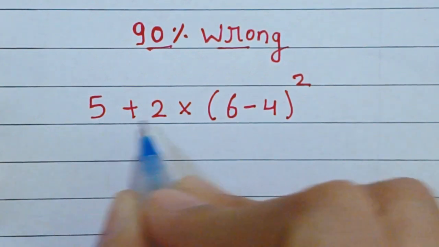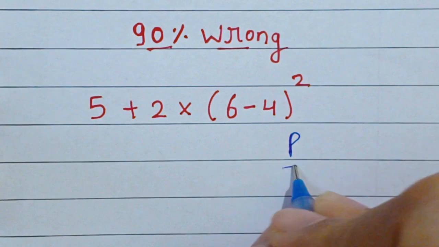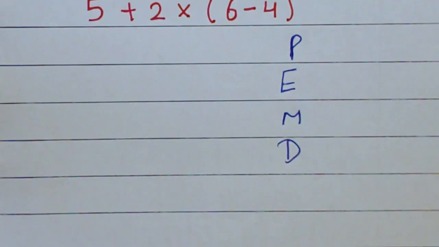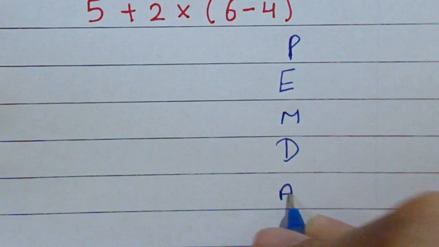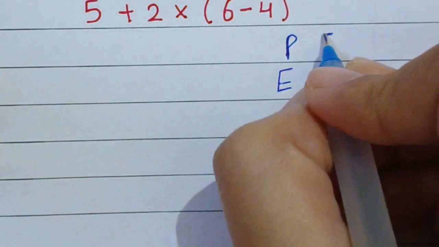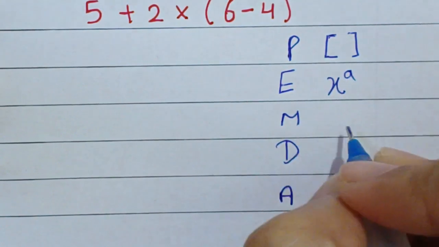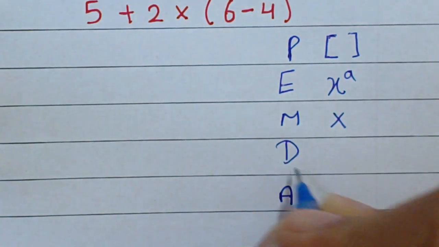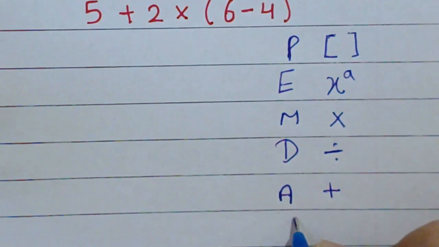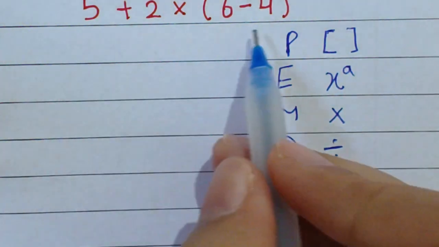So here we solve this expression by using the PEMDAS rule. PEMDAS, order of operations, where P stands for parenthesis, E stands for exponent, M stands for multiplication, D stands for division, A stands for addition, S stands for subtraction. So this is the priority order of solving this expression.